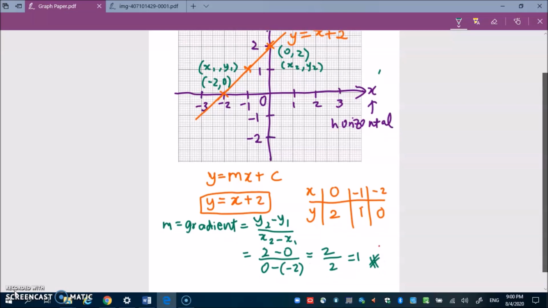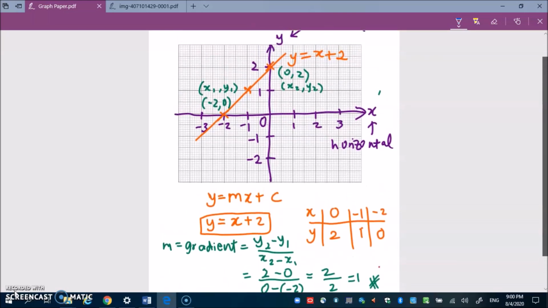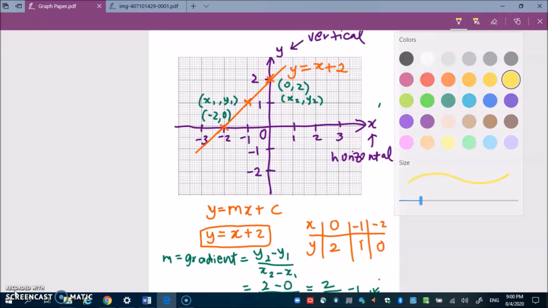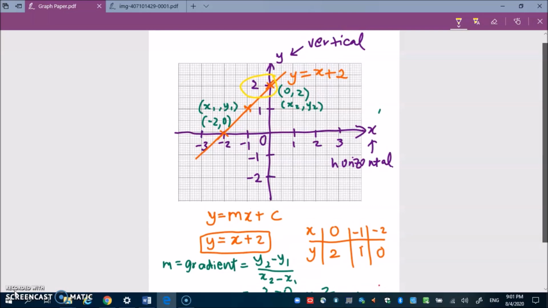Now how about c? The c over here represents the y-intercept, which is 2 in this case. So c equals the y-intercept, and in this case it is 2. What does that mean? It means that the line that I plotted will cut the y-axis at 2, as you can see over here. Do you see that the red line cuts the y-axis at 2, which means that is the y-intercept, and I can easily find that from the equation straight away.